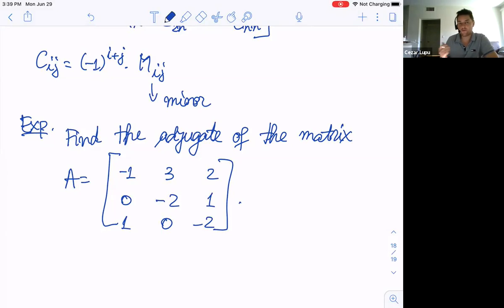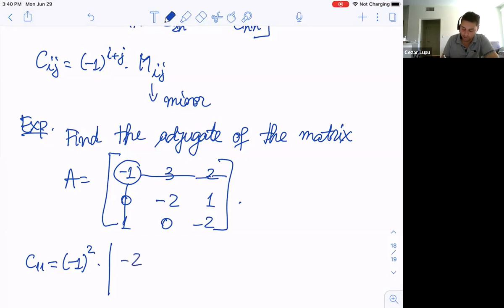In order for us to find the adjugate of the matrix, of course, we need to find all these cofactors. Let's say the cofactor of -1. This is C11. It will be nothing else than (-1) to the power 1 plus 1, which is 2, times the determinant of the matrix obtained by deleting the first row and the first column. This will be the matrix -2, 1, 0, -2, and if you do the computation, it will give you 4.